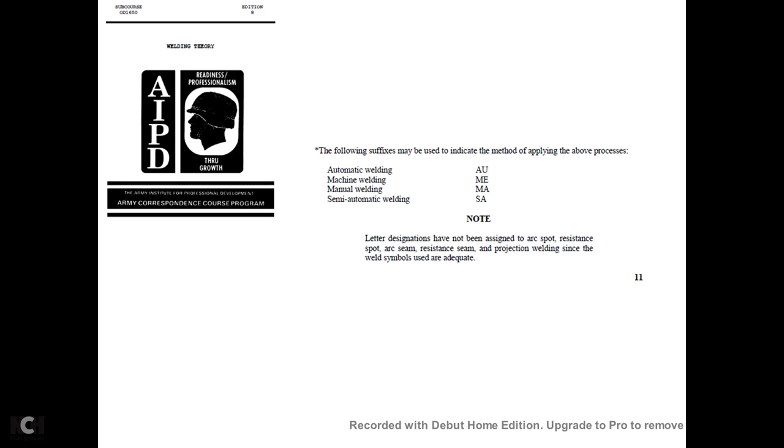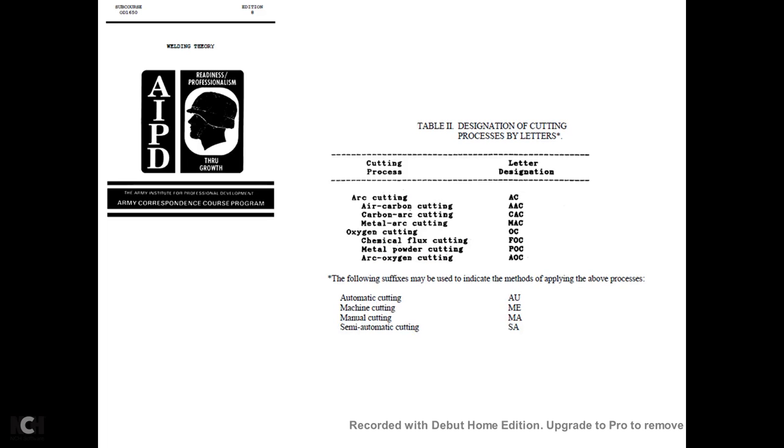Note that no letter designations have been assigned to arc spot, resistance spot, arc seam, resistance seam, or projection welds, since the weld symbols used are adequate.